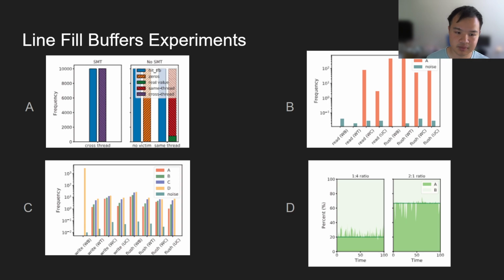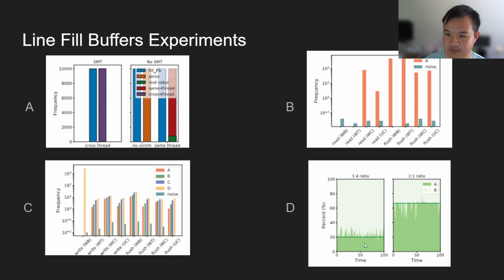Now let's move on to experiment C, which shows this in a more complex setting, where we have multiple sequential secrets written to sequential cache lines, and we can still leak the secrets, with about the same magnitude of distribution for the frequencies here.